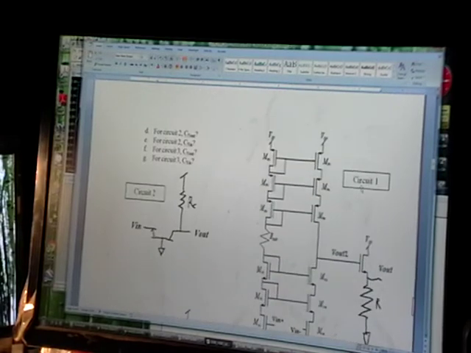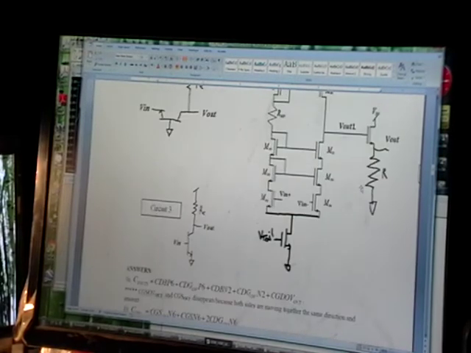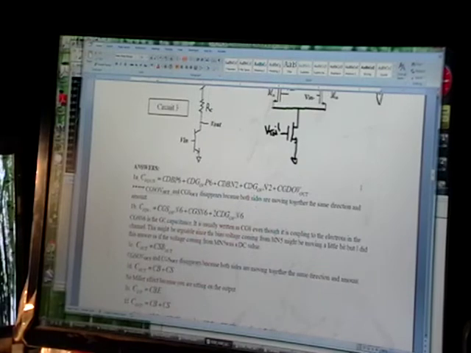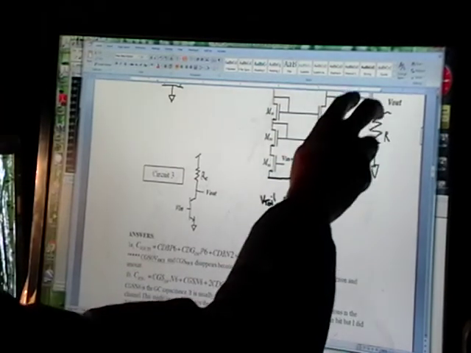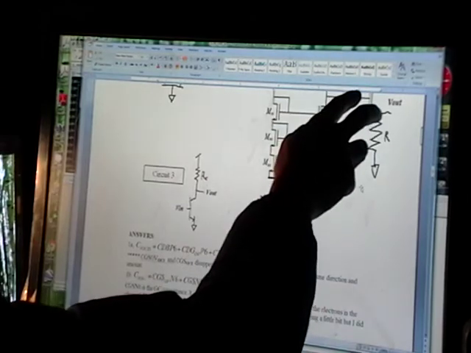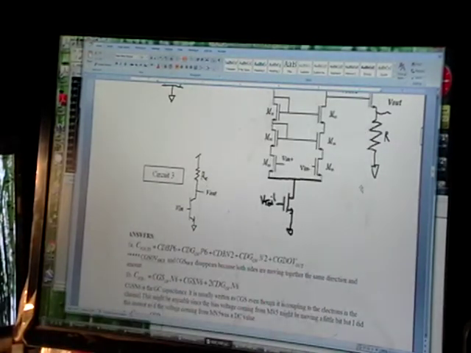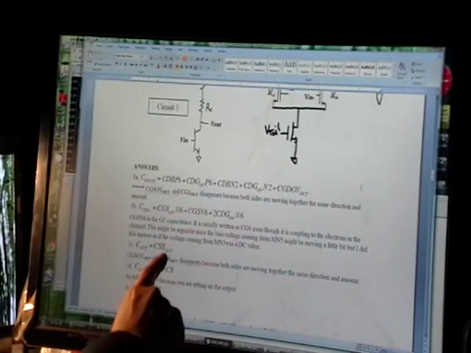We're on C, was it? Yeah. Okay, so the one's gate source right here, both sides are moving together. There's no voltage change across that capacitor, so it disappears. So the only one you see is the source bulk. So that's that.